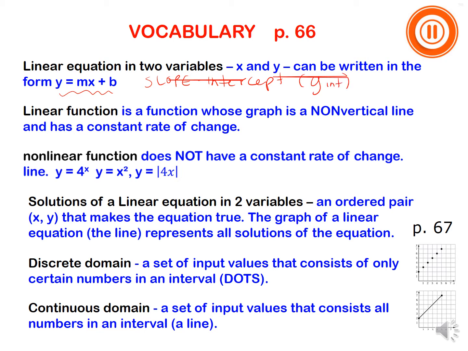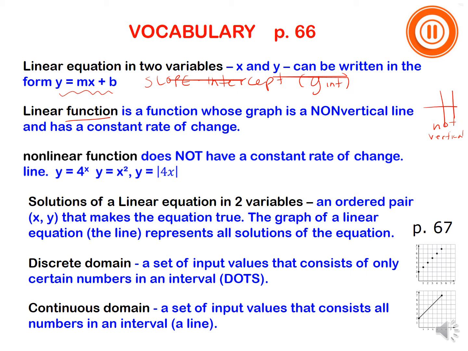A linear function is a function whose graph is a non-vertical line and has a constant rate of change. The function being the main word, and we know that a vertical line is not a function, so that's what it means by a non-vertical line. Any other line is a linear function, and it has a constant rate of change.